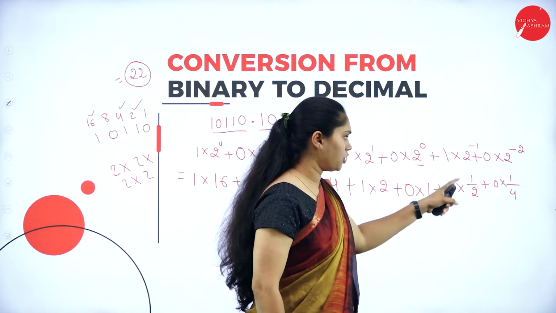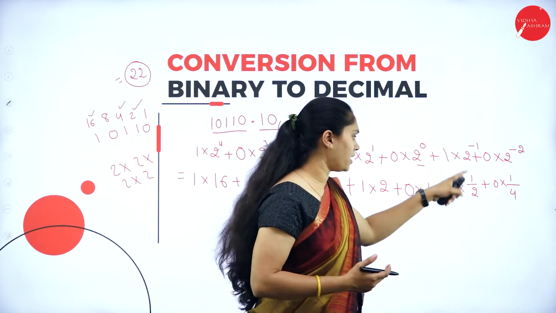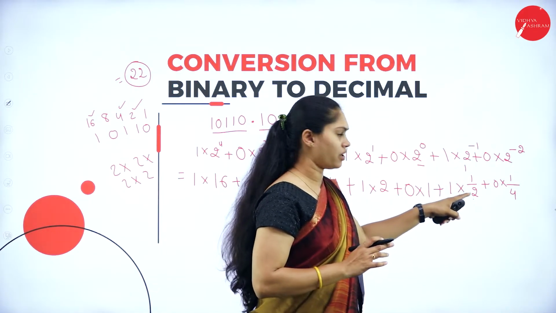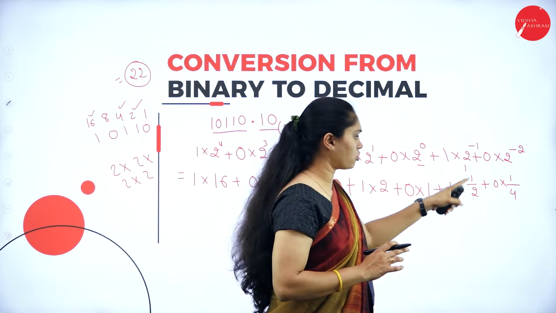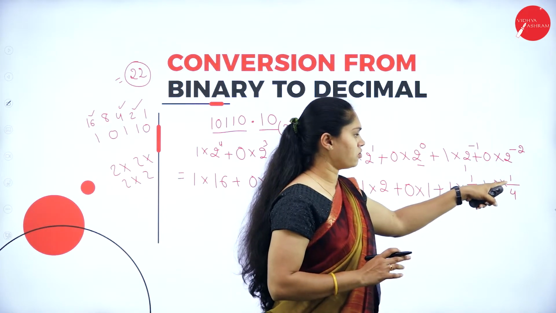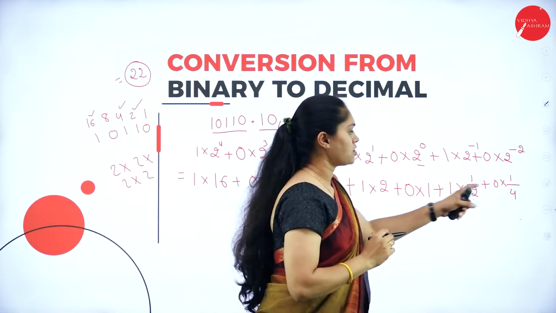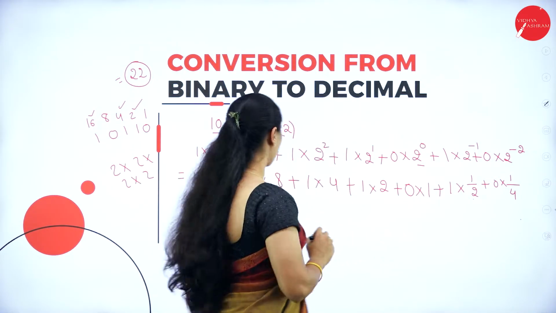Write 1 into, make it an inverse, 1 divided by 2. 2 power 1 is 2 itself, that is why 1 divided by 2 we have to write, plus 0 into 1 by 4. Why? Because 2 power 2 is 4. Let me erase this. So, 0 into 1 by 4.